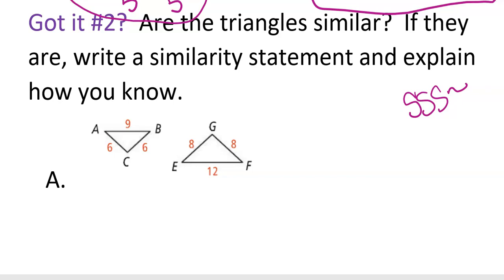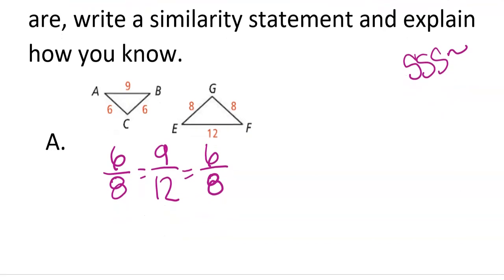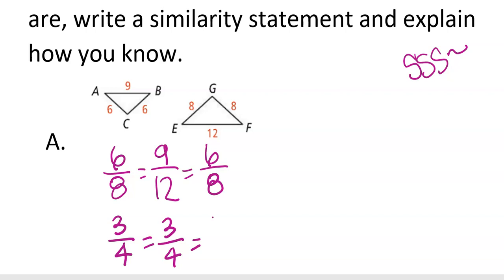So if I flip this one down, would they look the same? If you just flip it down, they would look the same. So I'm going to match 6 up with 8, 9 with 12, and then of course 6 with 8 again. Oops. So 6 over 8 simplifies down to 3 over 4. If you divide the next one by 3, you get 3 over 4. And obviously we've already done the other one. So we're going to say yes.